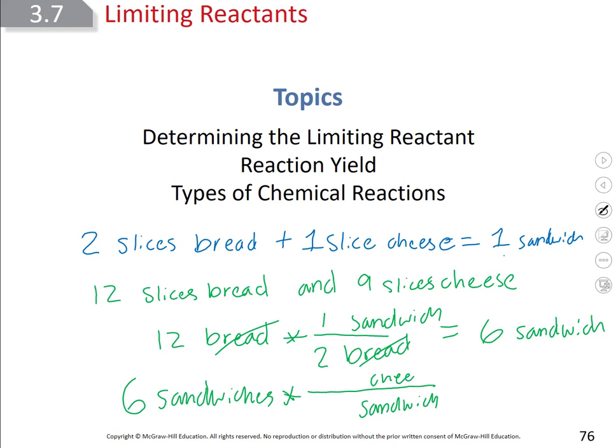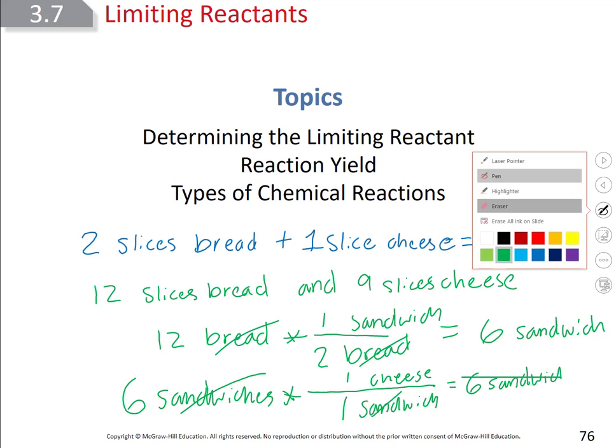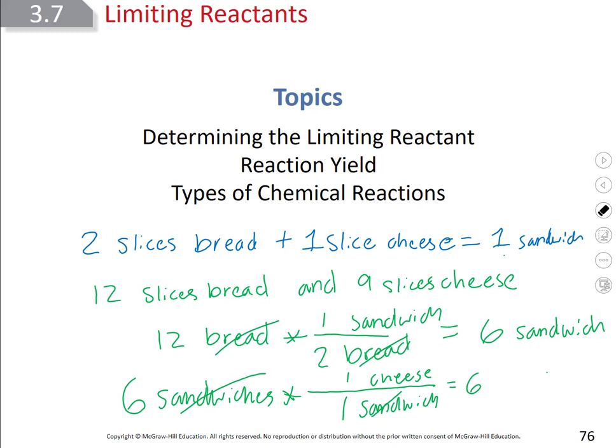So what does this molar ratio look like? 1 to 1. It takes 1 slice of cheese for 1 sandwich. So it takes 6 sandwiches. Sorry, 6 slices of cheese. So if it takes 6 slices of cheese, how do I determine how much is left over? Subtract it from what I started with. I started with 9. So 9 minus 6, there's our 3 cheese left over.